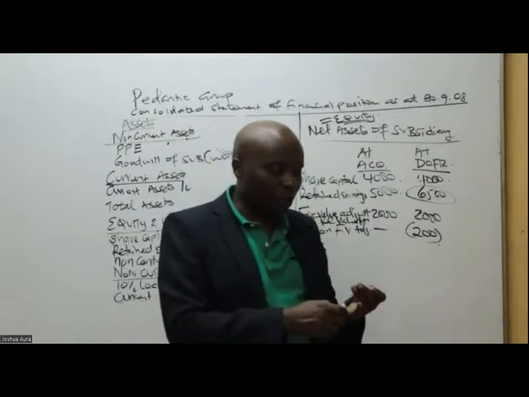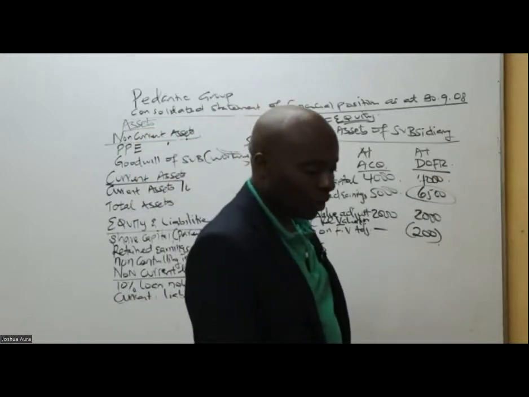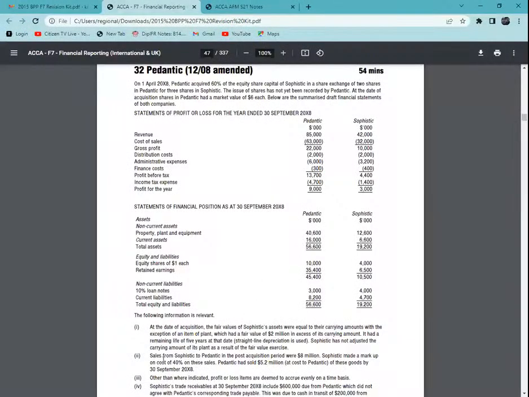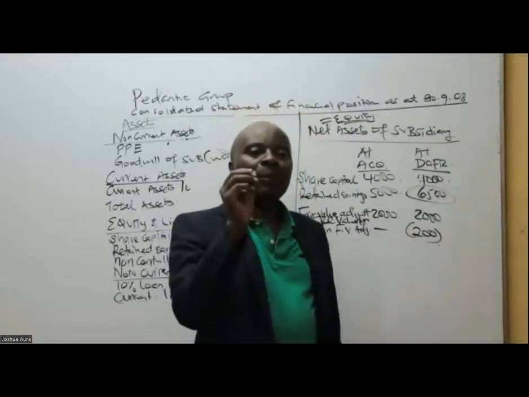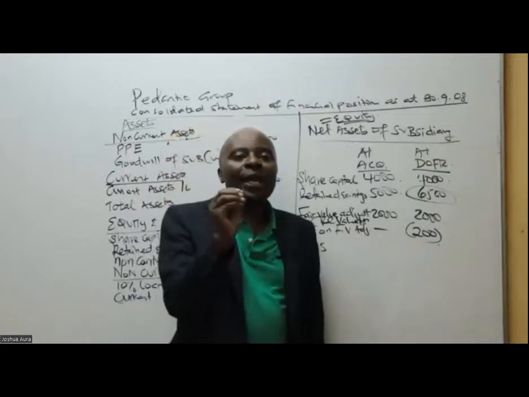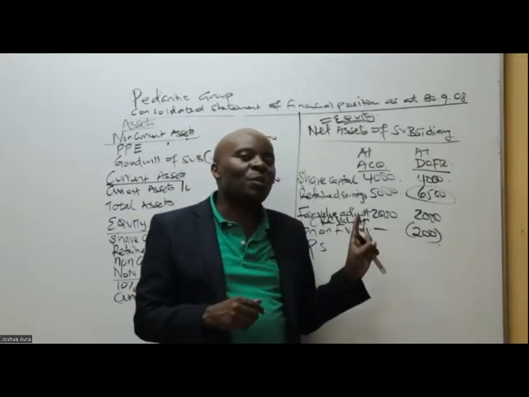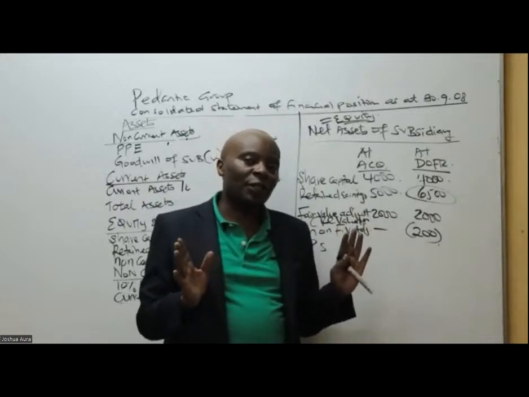So let's go back to the question. Who sold to the other? What are we told, ladies and gentlemen? Look at this: sales from Sophistic to Pedantic. Sophistic is the subsidiary, and it sold to the parent. So it's an upward transaction. If it's an upward transaction, then the UPS has to be brought in the subsidiary. Otherwise, we don't bring the UPS in the net assets of the subsidiary.